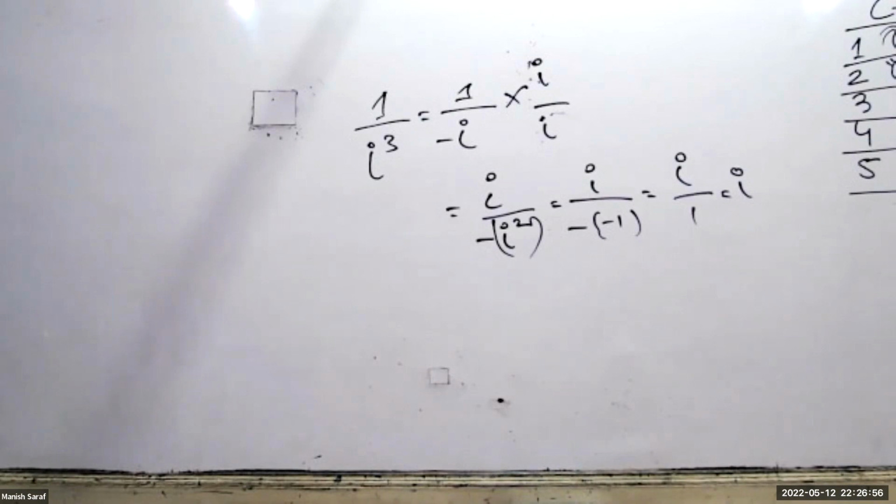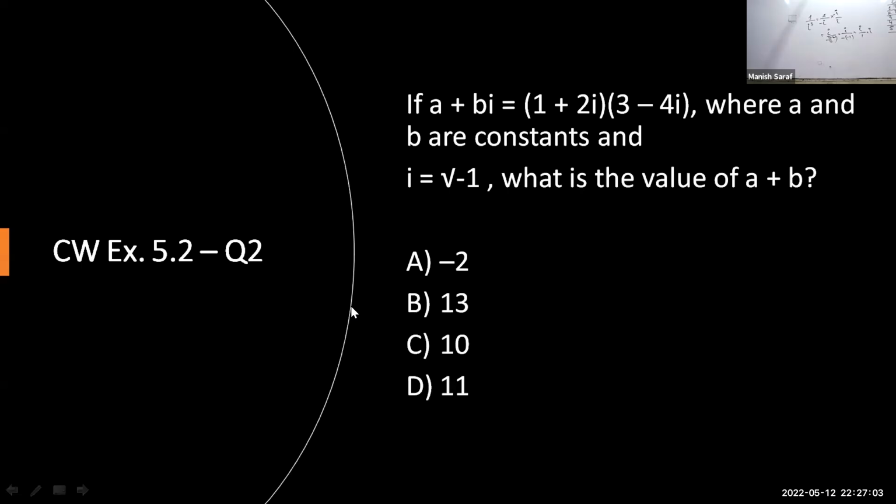Okay, next problem on your screen now. Question 2. Where A and B are constants, read carefully. If A plus Bi is this product of two complex numbers, what is the value of A plus B? So you have to find the A part of the product, the B part, and add both. Understood? Question 2 from you.